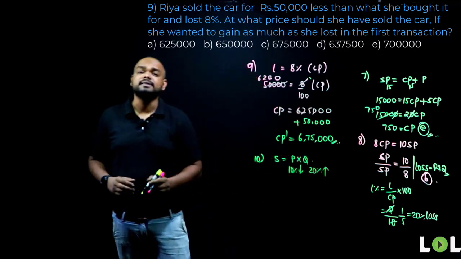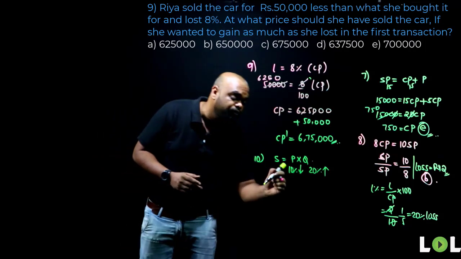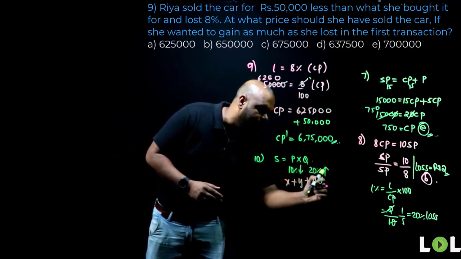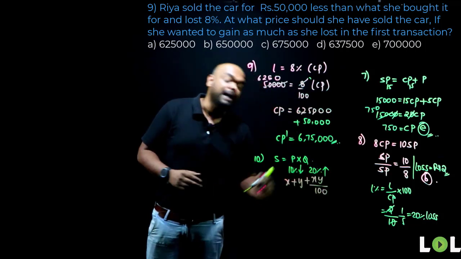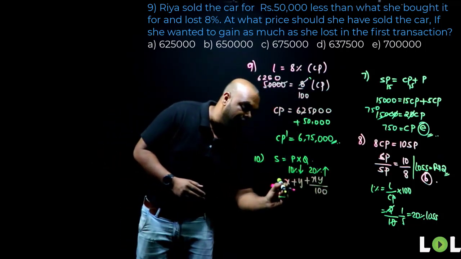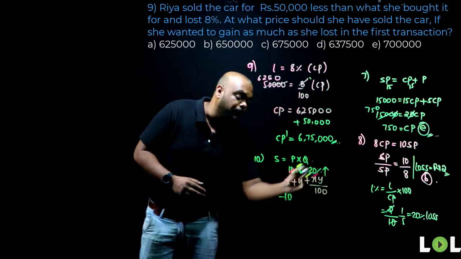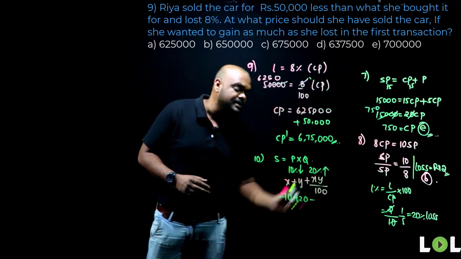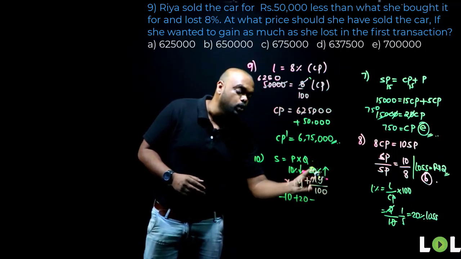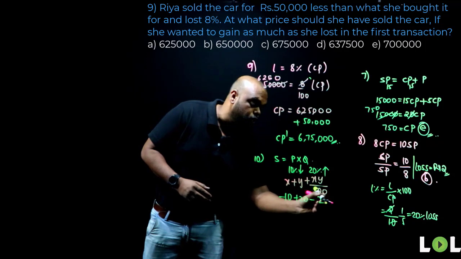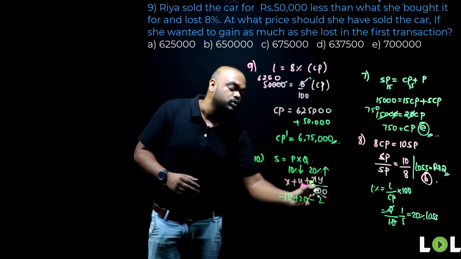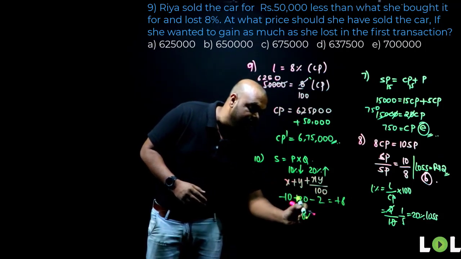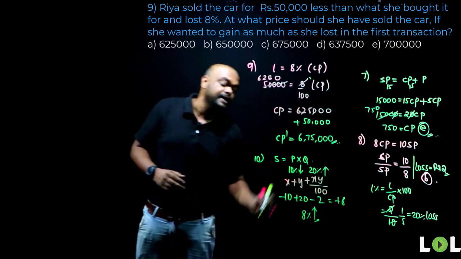Which concept is this? Successive percentage. What was the formula? X plus Y plus XY by 100. X value is minus 10. Y value is plus 20. Plus into minus into plus is minus. X into Y, 10 into 20, 200. 200 by 100 is just 2. Minus 10 plus 20 minus 2 is equal to plus 8. A plus represents increase. So the net sales increase by 8%.